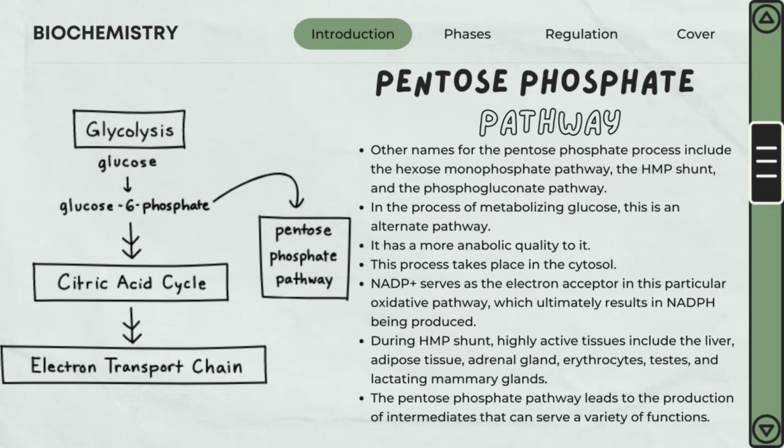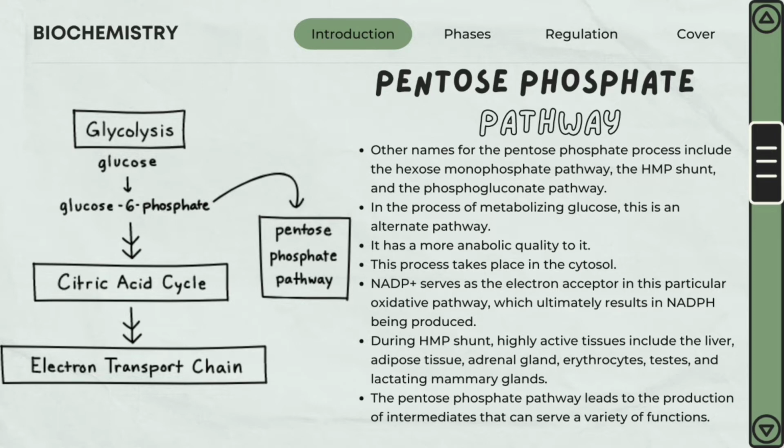Pentose ribose 5-phosphate is utilized by rapidly proliferating cells in order to produce RNA, DNA, and various coenzymes such as ATP, NADH, FADH2, and coenzyme A. These cells can be found in bone marrow, skin, and the intestinal mucosa. Also during the HMP shunt, highly active tissues include the liver, adipose tissue, adrenal gland, erythrocytes, testes, and lactating mammary glands.